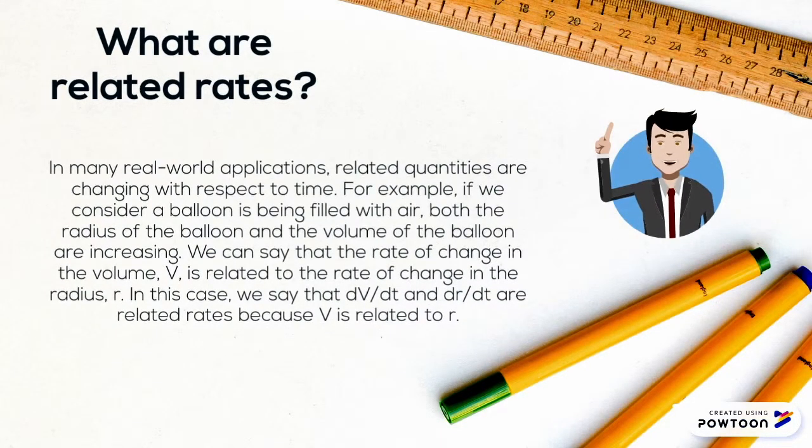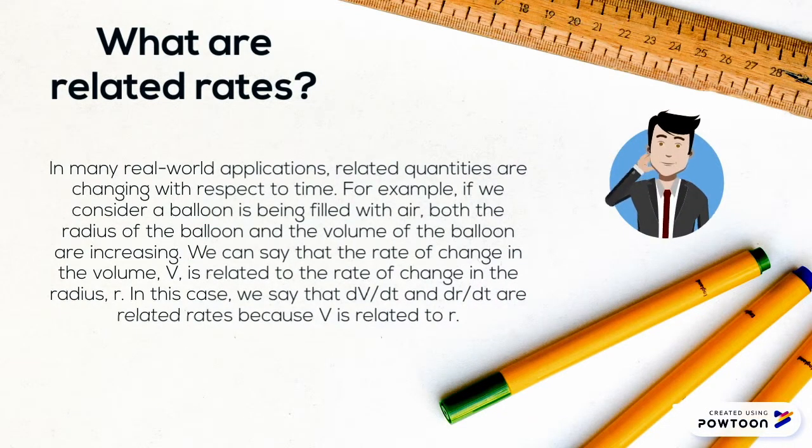In many real-world applications, related quantities are changing with respect to time. For example, if we consider a balloon being filled with air, both the radius of the balloon and the volume of the balloon are increasing. We can say that the rate of change of the volume V is related to the rate of change in the radius R. In this case, we say that dV/dt and dR/dt are related rates because V is related to R.